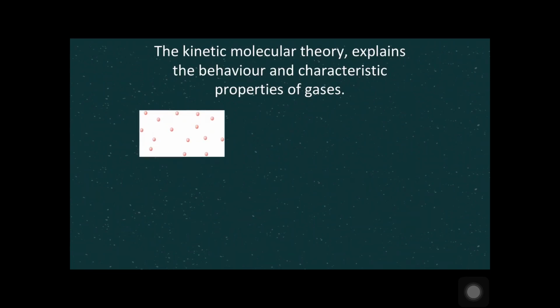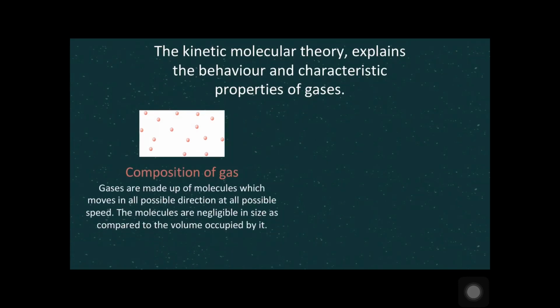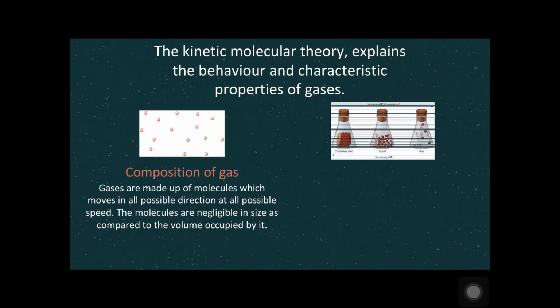The first is the composition of gas. Gases are made up of molecules which move in all possible directions at all possible speeds. The molecules are negligible in size as compared to the volume occupied by them. So we all know that the gas is made up of molecules that keep continuously moving in all possible directions at all possible speeds, and these molecules are very small as compared to the volume that the gas occupies.